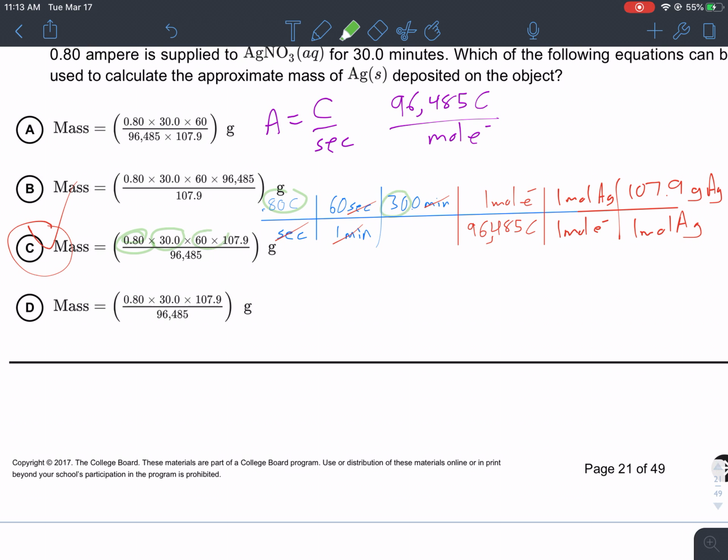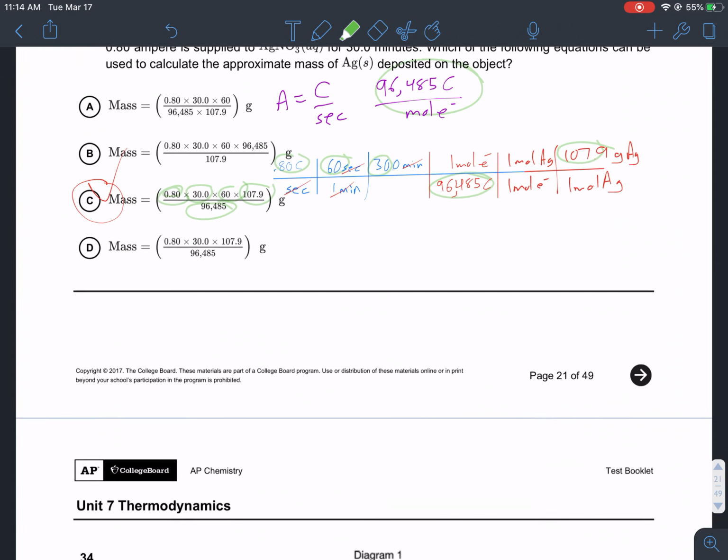30, 60, 107.9 divided by that. Okay, that's one of the longest dimensional analysis problems, and you get those when you do these electroplating ones. But it's just about getting to the mass here with your dimensional analysis, and to get there, you just need to know these two things. Faraday's constant is 96,485 coulombs per mole of electrons, and amperes are coulombs per second. That'll help you a whole lot to do this.